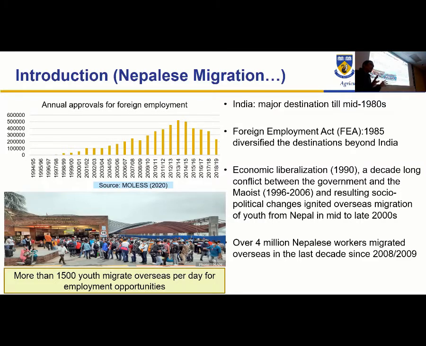And also there was a conflict between the government and the Maoists from 1996 to 2006. That also led to many socio-political changes, and that ignited overseas migration of youth from Nepal in the mid to late 2000s. So until now, over 400 million Nepalese workers have migrated overseas since the last decade.